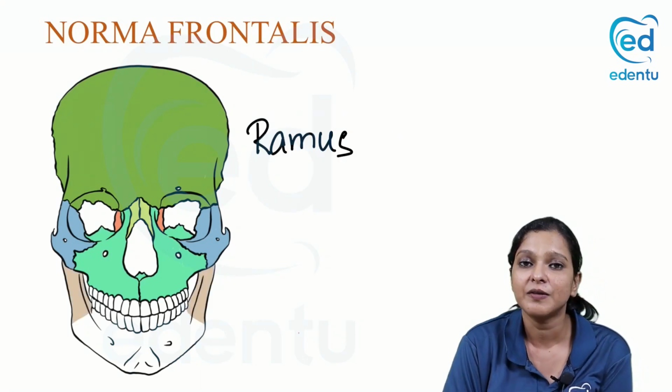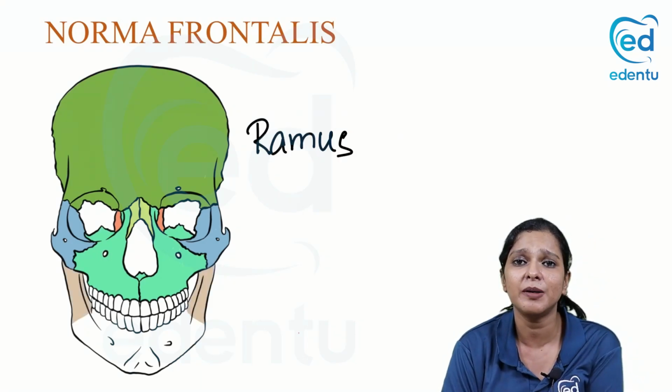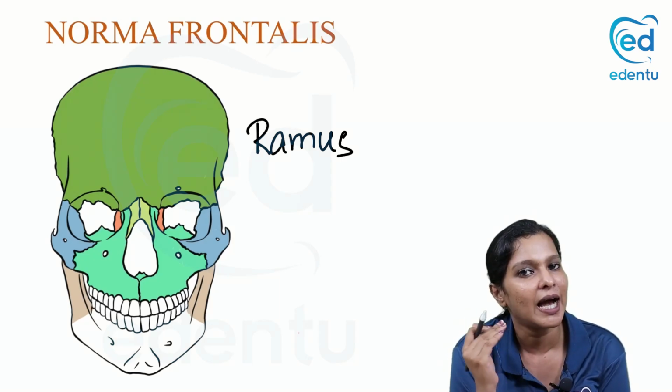And then we have the ramus of the mandible. So the mandible basically has two parts, the body and the ramus.